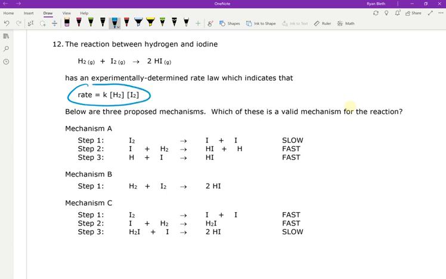Instead of having to write the rate law, we have to examine the known rate law. It's been already determined, okay? And figure out which of these mechanisms, and there could be more than one of them, are appropriate, which one of these mechanisms would give us that rate law. Well, let's start with the easy one.